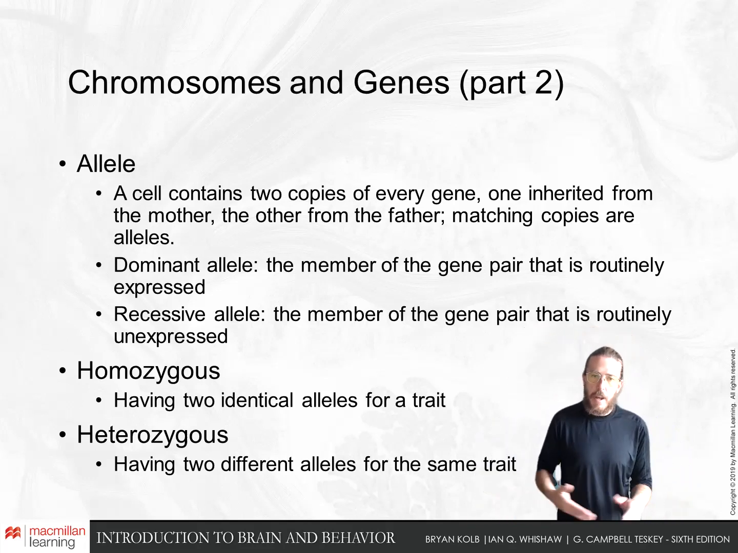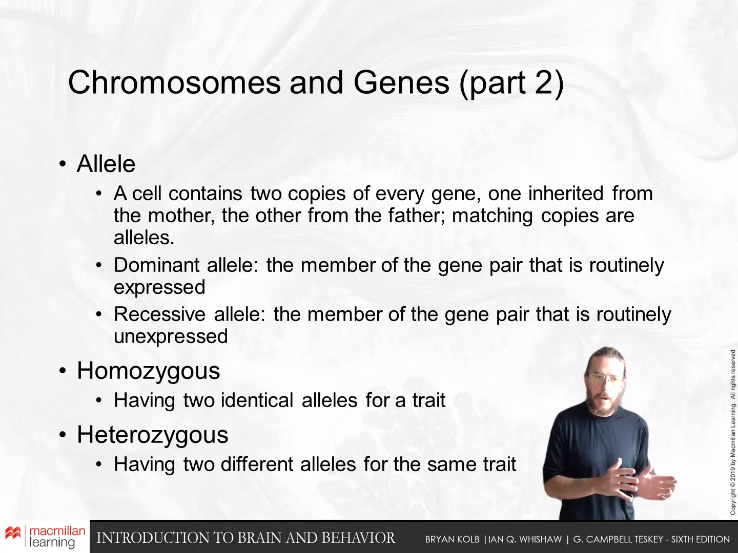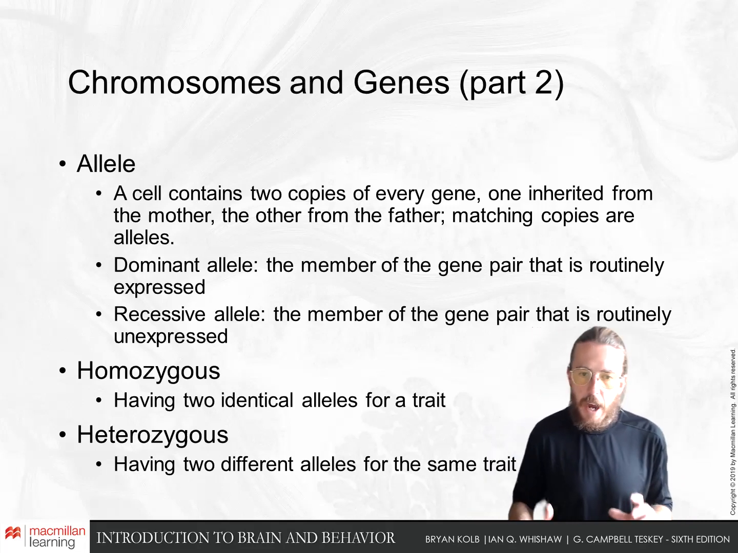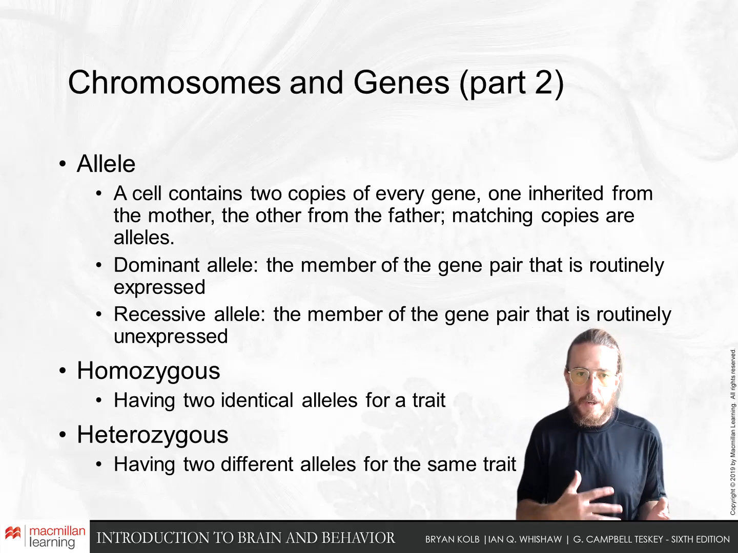If you inherit the same allele from both of your parents, then you're homozygous. If you inherited a different allele, one from your mom and one from your dad, then you're heterozygous. You have both of the alleles, and you have the genetic code for something inside you that you might not be physically expressing.